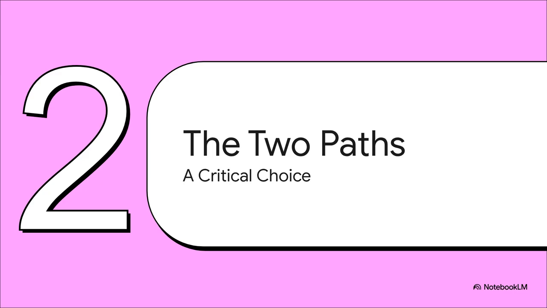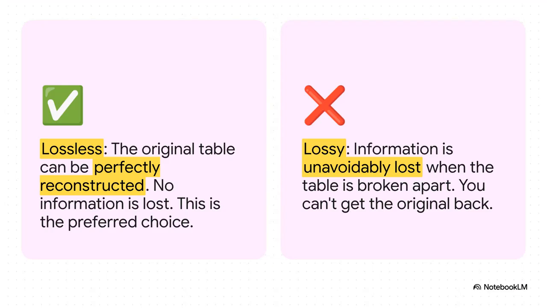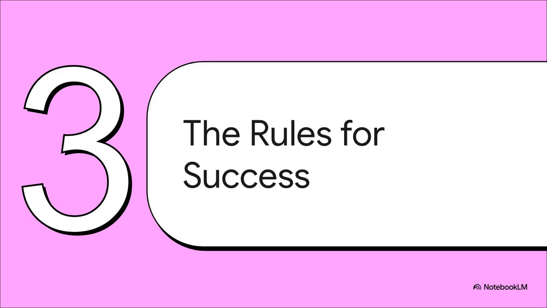But, and this is a big but, not all breakdowns are good breakdowns. When you start splitting up your data, you get to a fork in the road. You've got to make a critical choice, and believe me, picking the right path makes all the difference. And those two paths are called lossless and lossy decomposition. Now, lossy kind of gives it away, right? A lossy split means you actually lose information in the process. You can't put the original table back together perfectly. And that's why lossless is the only way to go. It's a guarantee that you can piece everything back together exactly as it was without losing a single bit of data.